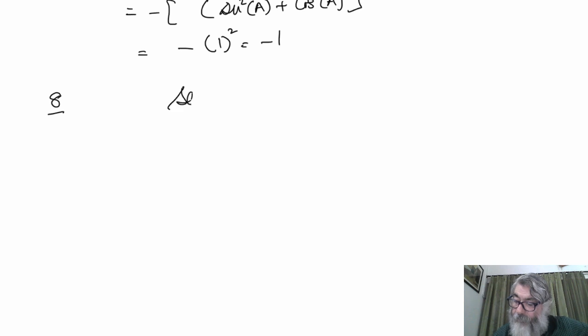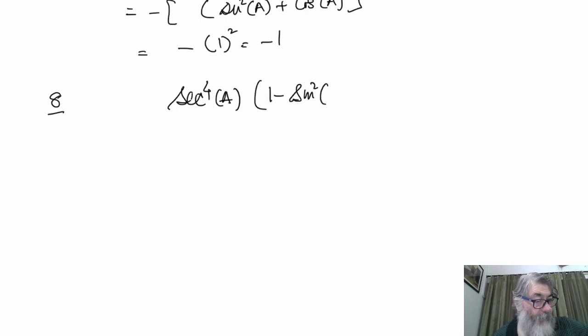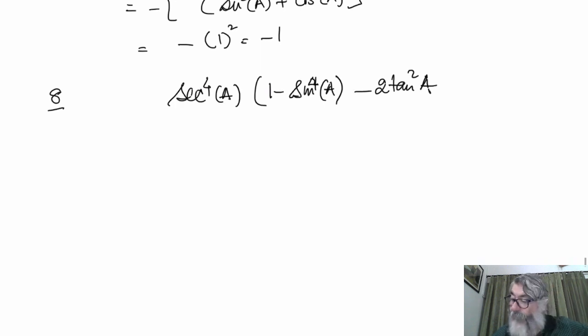Sec 4a minus 2 tan square a, 1 minus sine 4a. We have to find out the value of the expression.